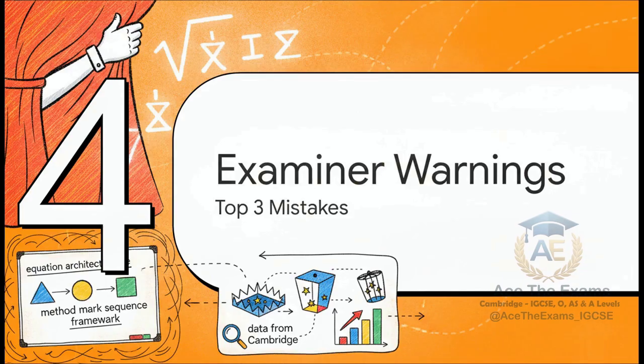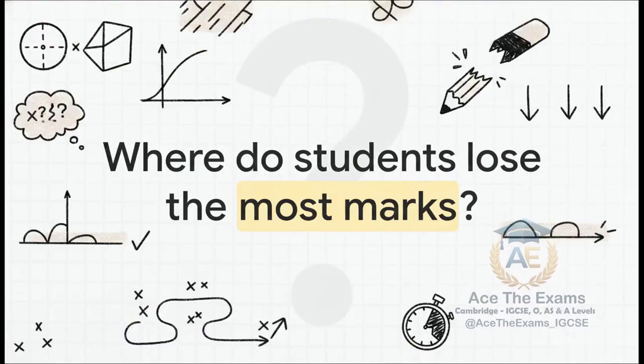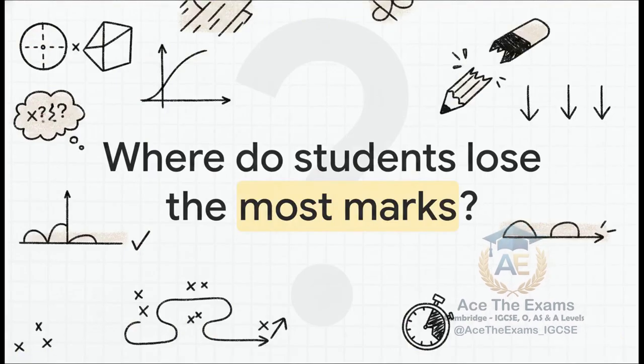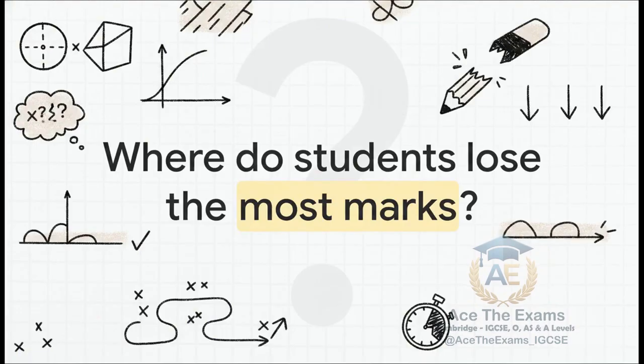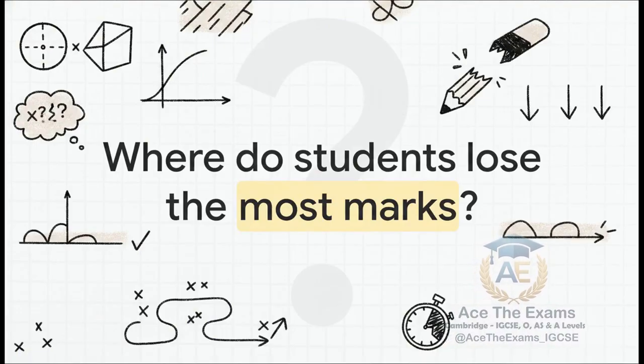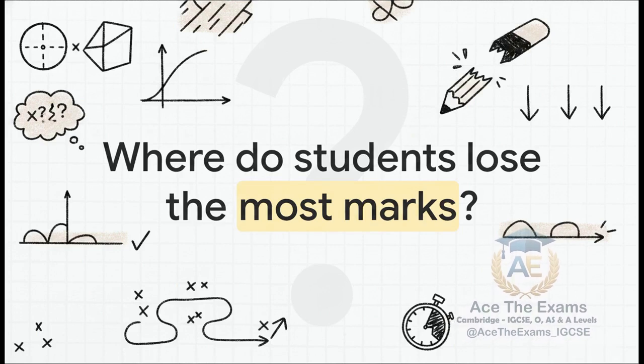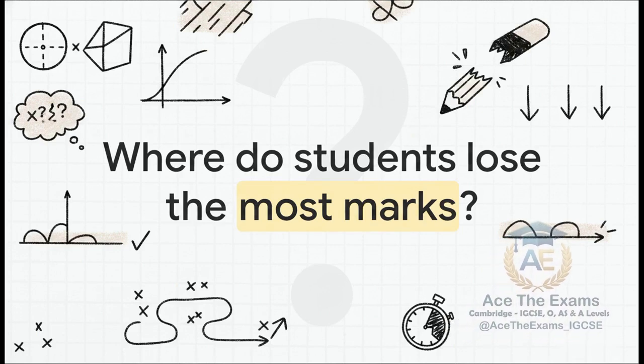Finally, let's uncover Section 4, the top 3 examiner warnings. We've covered the core equation architecture, and we've built a critical analysis framework. But even if you understand all of that perfectly, there are hidden traps laid out on the exam paper designed to catch thousands of unsuspecting students off guard. So, ask yourself, where do students actually lose the most marks?